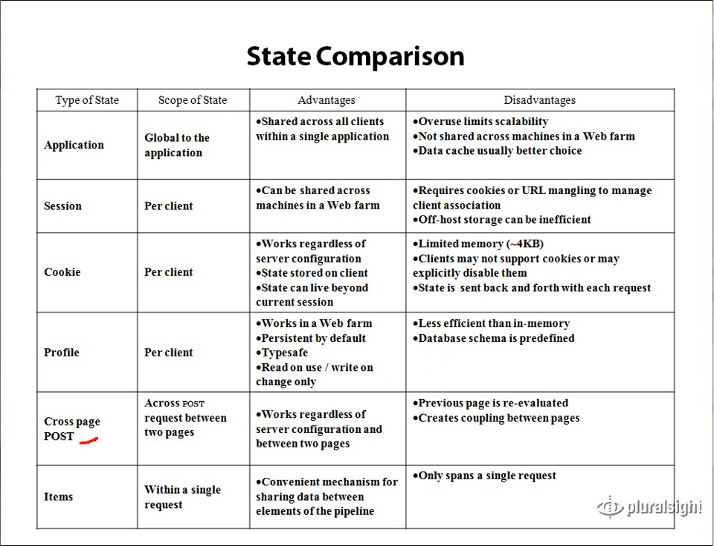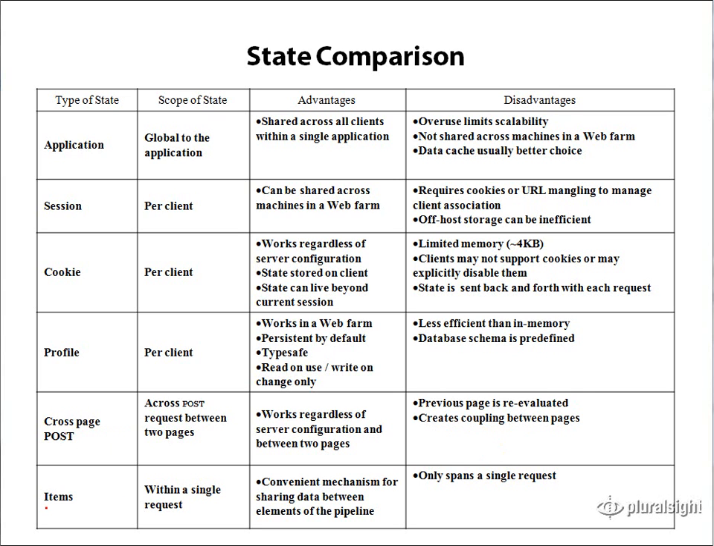All right, cross-page posting. We looked at the newer feature in ASP.NET 2.0: the ability to cross-page post between two pages by setting the cross-page post URL on a postback element. And it works regardless of any server configuration between pages. Doesn't matter if you're in a web farm. It's per client, but it's only between two pages. Keep that in mind. Also keep in mind the reevaluation of the previous page if you reference that previous page property. And it does create a rather tight coupling between two pages if you use this approach.